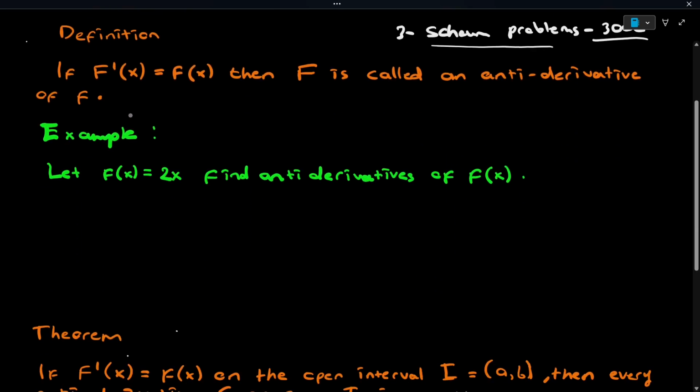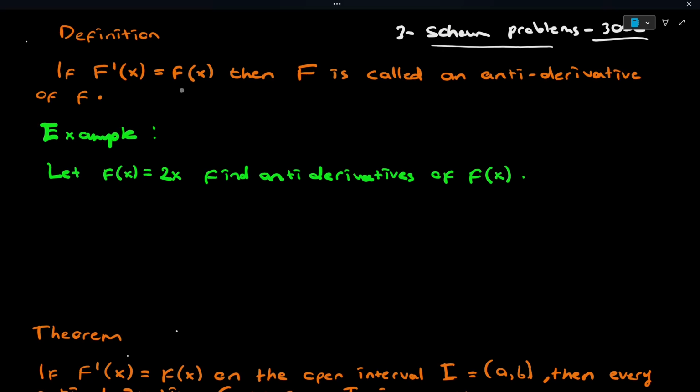Alright, let's start with the definition of antiderivative. If F prime of x is equal to f of x, what do we mean? Of course, F prime is the first derivative of F of x from calculus 1, then F is called an antiderivative of f. The definition is pretty straightforward.